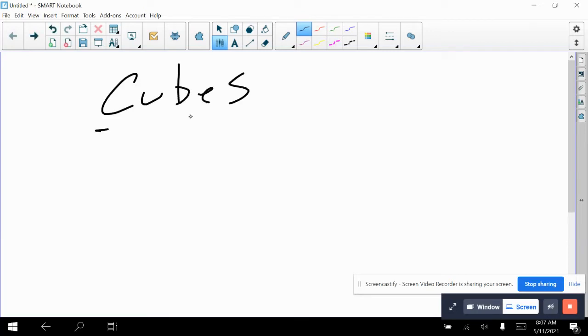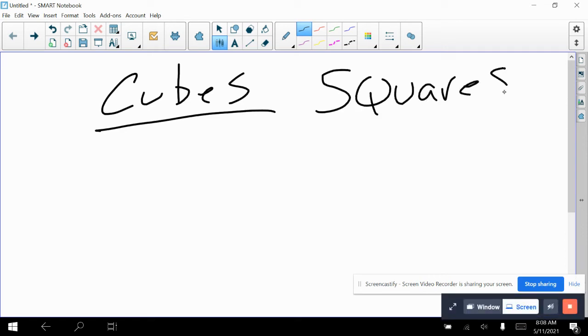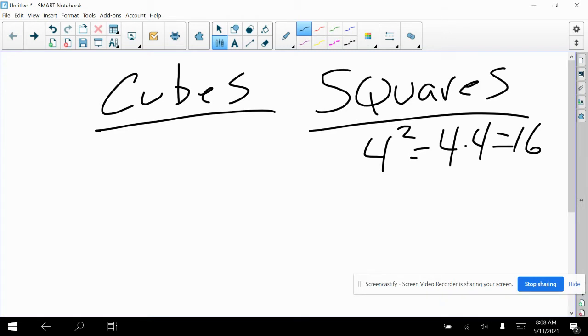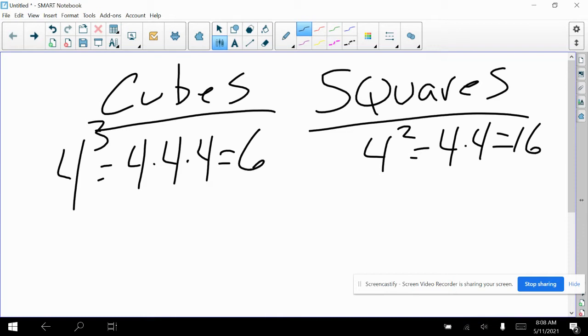All right, let's first start with cubes. Okay, we should be familiar with squares, right? 4 squared is no different than 4 times 4, which is going to give us 16, right? Okay, so a cube is just 4 to the third power, which is equal to 4 times 4 times 4, which is going to give us 64. That's correct. Okay. So cubes are nothing different other than multiplying by the base number one more time, right?